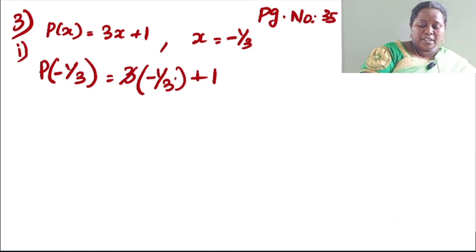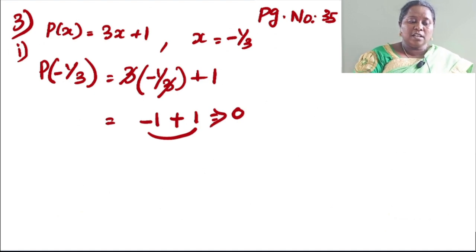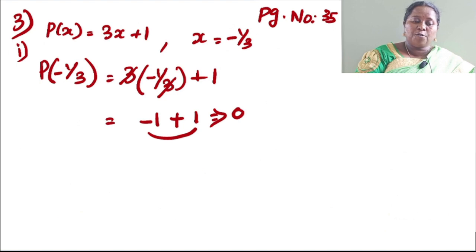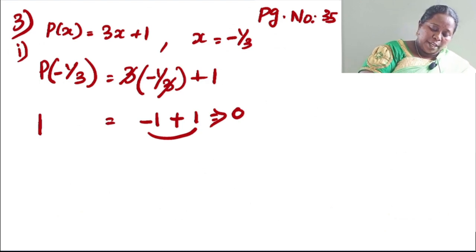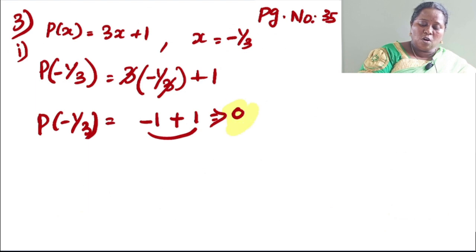The 3 in the numerator and denominator will get cancelled. The answer is minus 1 plus 1, and altogether we will get 0. They ask the question whether it is the 0 of the polynomial or not. Yes, p of minus 1 by 3 is getting the value 0.